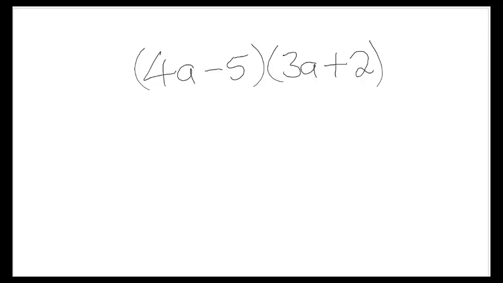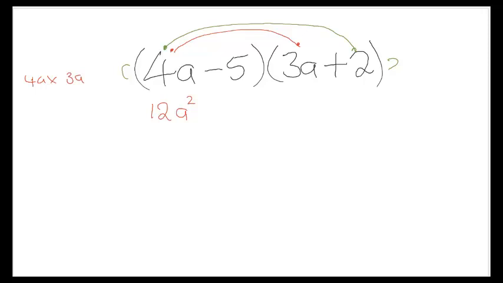Over here I've got 4a minus 5 in brackets times 3a plus 2 in brackets. Start with my first and my first. So I have 4a times 3a. 4 times 3 is 12. a times a is a squared. They're both positive, so it's plus. Now I'm going to go outer with outer. So here are my ears, and it's going to be 4a multiplied by positive 2. So plus times plus is plus. 4 times 2 is 8a.